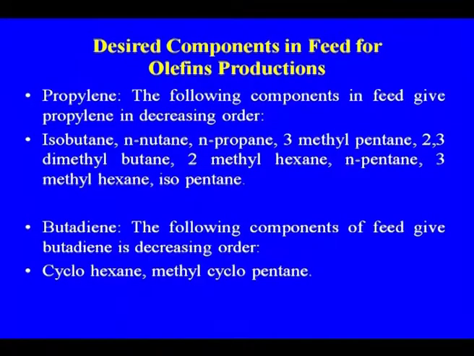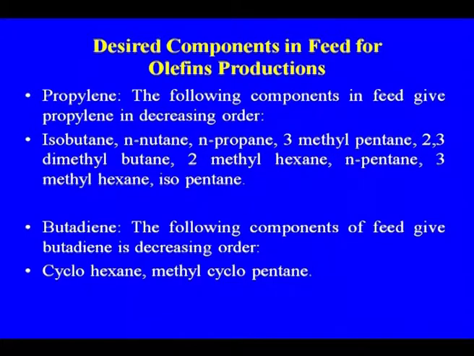Propylene: again, depending upon the content of your naphtha or gas, the propylene yield also varies, because our interest is in ethylene and propylene from the naphtha cracker or the gas. So, this is how, from isobutane to isopentane, the yield of propylene will be affected.